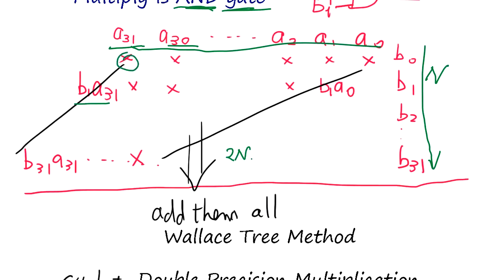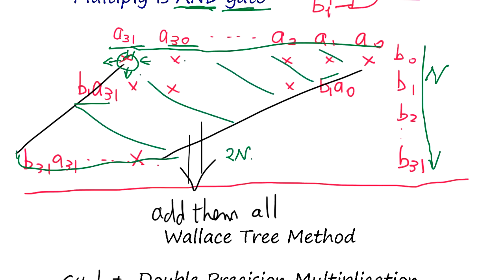The number of inputs at the beginning of a full adder is 3, and you get 2 out. So at each stage of adders, you add everything in this region. That's called the Wallace Tree method. Every full adder reduces 3 inputs to 2 inputs.